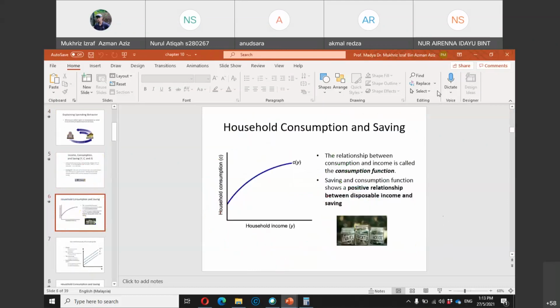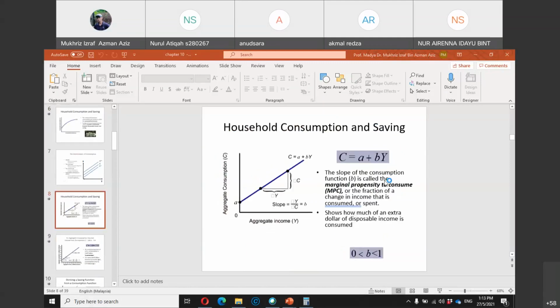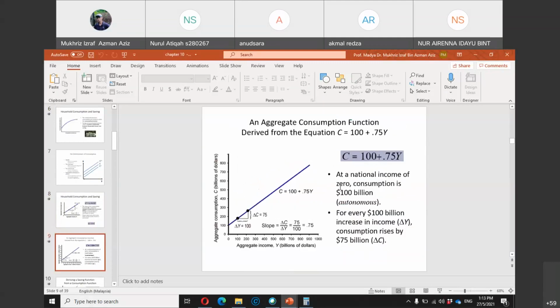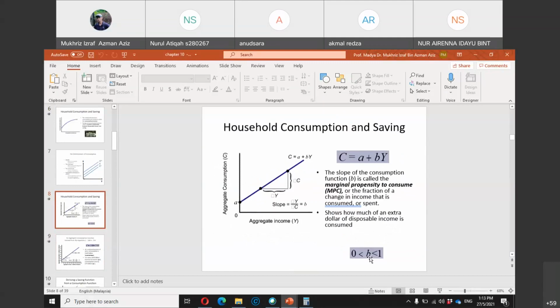So what happened last Monday, when we discussed the consumption function, C equals A plus BY. A is the autonomous consumption, and B is the MPC, marginal propensity to consume. For every $1 increase in income, how much is the increase in consumption? The value of B, the MPC, should be between 0 and 1, and 1 minus B is the MPS, marginal propensity to save.